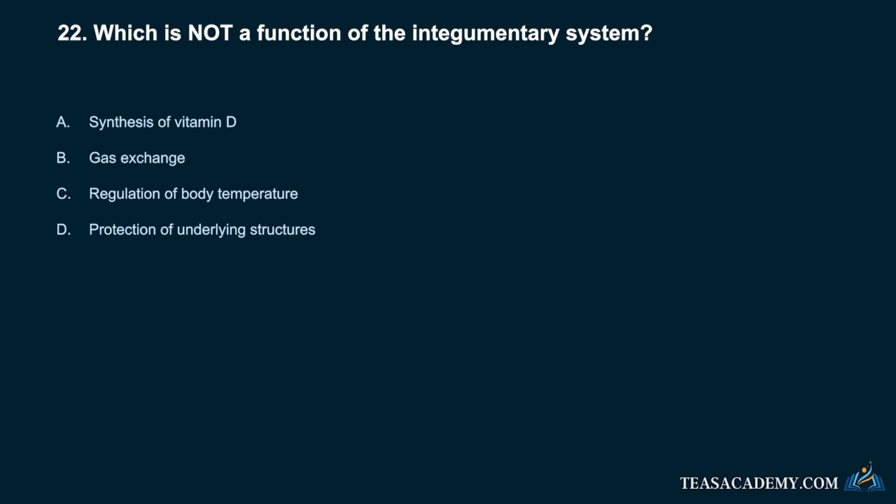22. Which is not a function of the integumentary system? A. Synthesis of vitamin D. B. Gas exchange. C. Regulation of body temperature. D. Protection of underlying structures. Correct answer, B. Gas exchange.